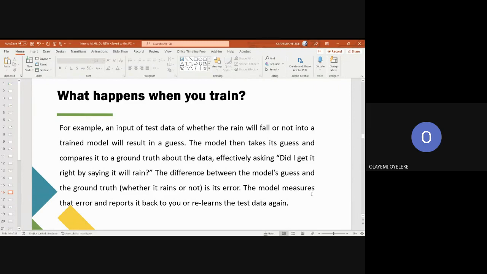Or simply, it can relearn the test data all over again. In the case of deep learning networks, we have what is called backpropagation, whereby after the model learns the data, it can go back again and relearn it, trying to perfect itself and get the predictions right. So that's the whole concept here.